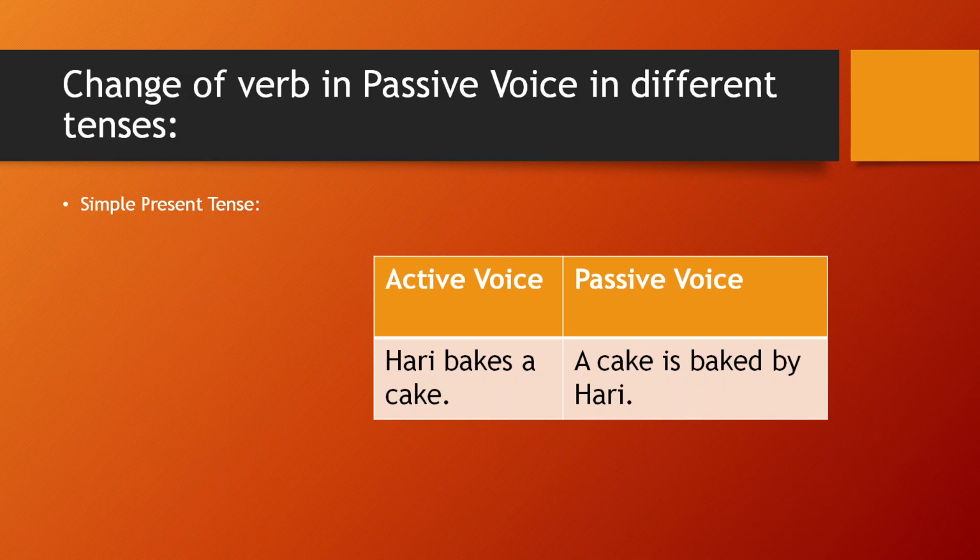Now when we change it to passive voice, let us again do the process of interchanging of subject and object positions. And along with that, we will keep the change in the verb along with the tense in mind. Hari bakes a cake is in simple present tense. Passive voice: A cake is baked by Hari.